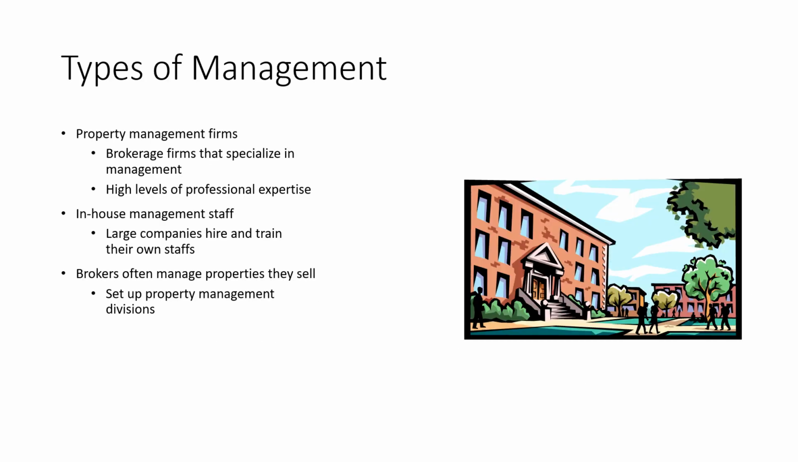The types of management are property management firms, in-house management staff, and broker management. Property management firms are where the brokerage firm specializes in management, with high levels of professional expertise. In-house management staff: large companies hire and train their own staff. And then brokers often manage properties they sell. They set up a property management division.